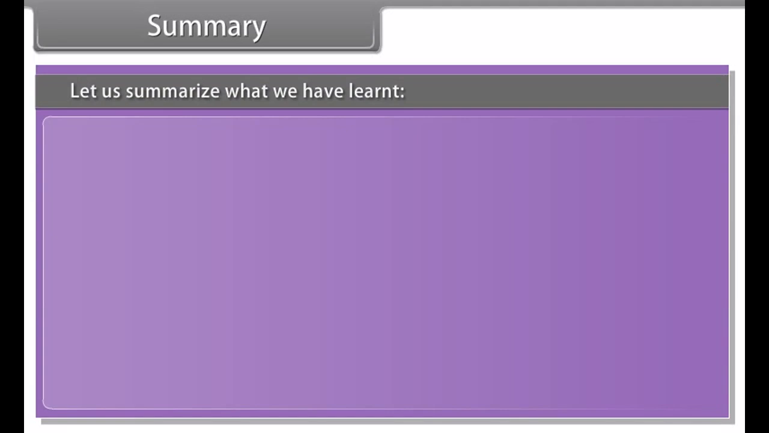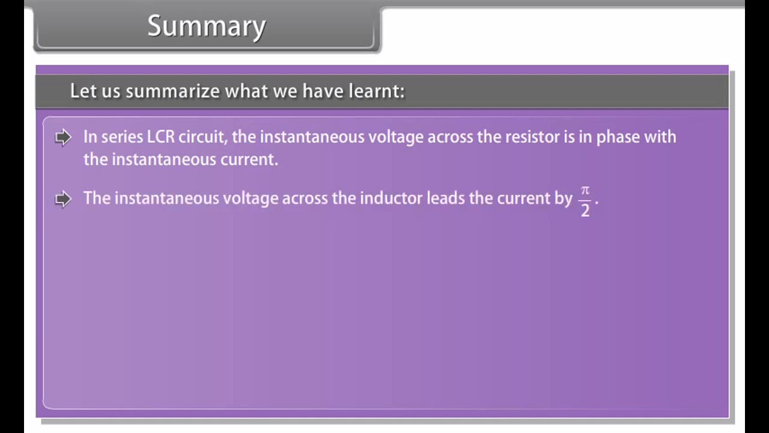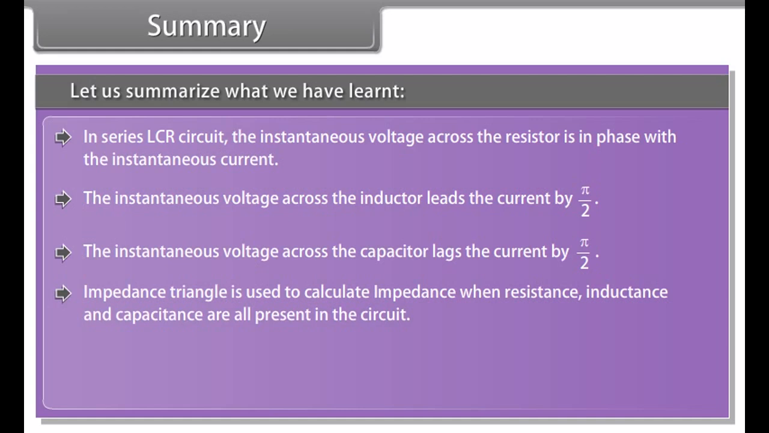Summary. Let us summarize what we have learned. In series LCR circuit, the instantaneous voltage across the resistor is in phase with the instantaneous current. The instantaneous voltage across the inductor leads the current by pi/2. The instantaneous voltage across the capacitor lags the current by pi/2. Impedance triangle is used to calculate impedance when resistance, inductance and capacitance all are present in the circuit.